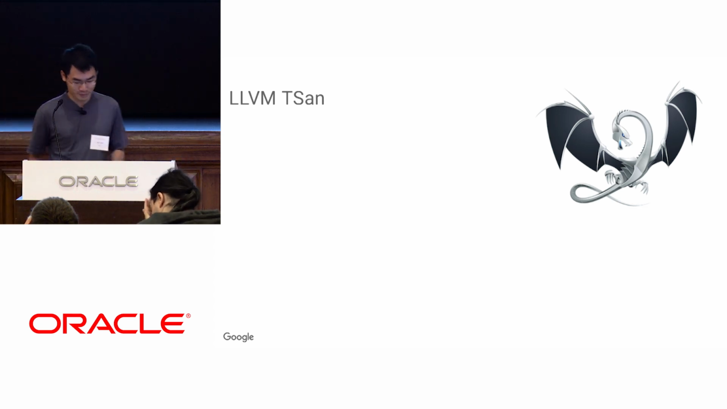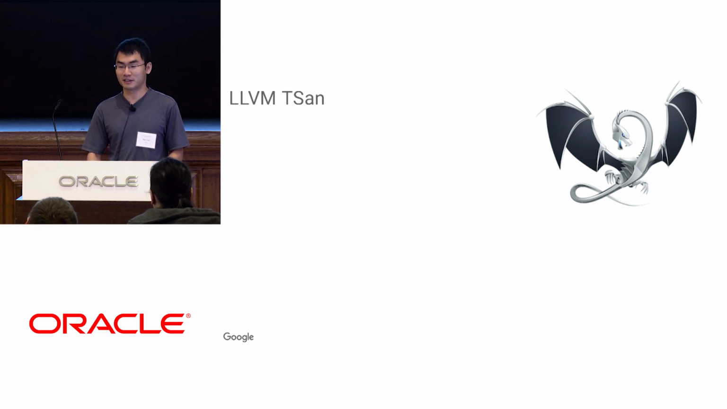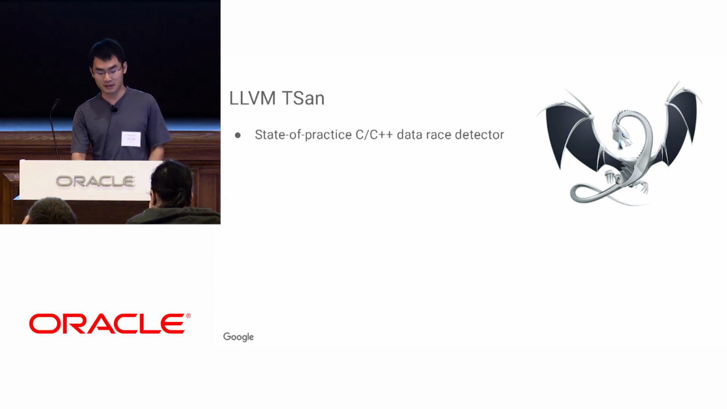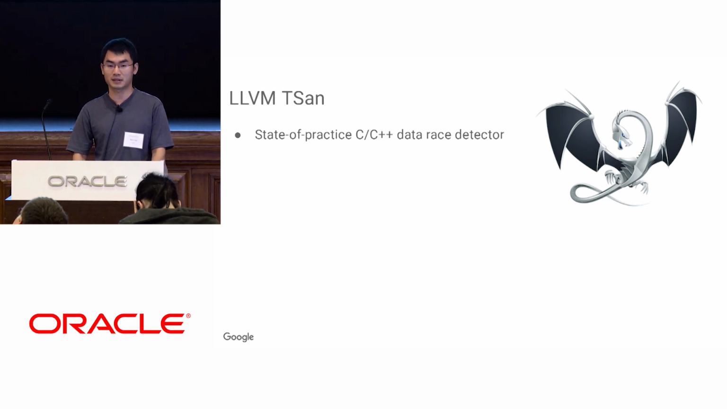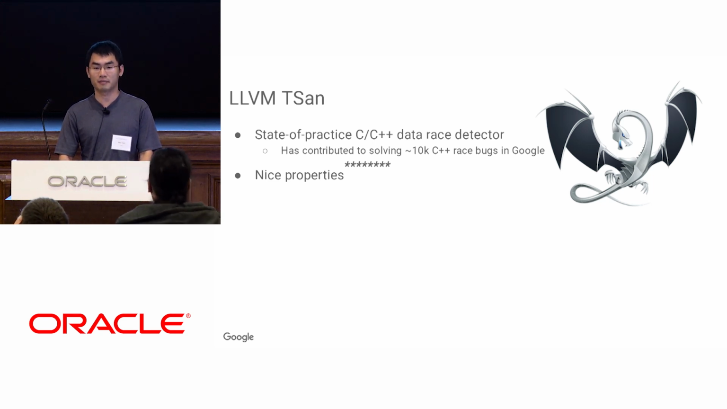Okay, so how does the Java Tsan work? Before we introduce the Java Tsan implementation, we first talk about the LLVM Tsan, which is the algorithm and implementation that Java Tsan depends on. The LLVM Tsan is the state-of-the-art C and C++ data race detector. We have used it widely inside Google, and it has contributed to solving more than 10,000 C++ race bugs in Google. The algorithm used by the LLVM Tsan provides some nice properties.